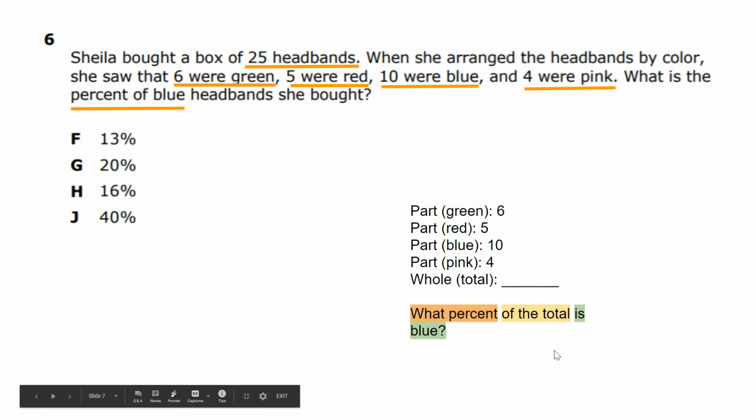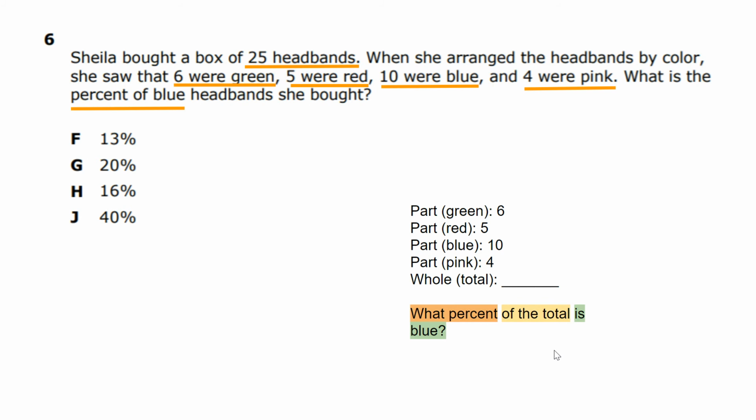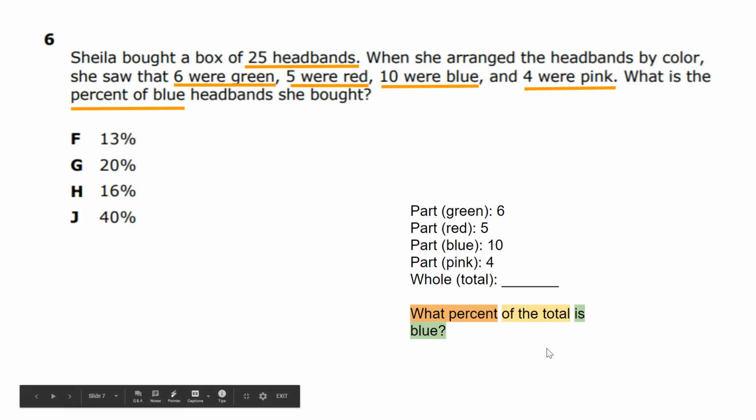Part green is 6, part red is 5, part blue is 10, part pink is 4. What is the whole or the total? The following sentence stem will help you solve this problem: what percent of the total is blue?